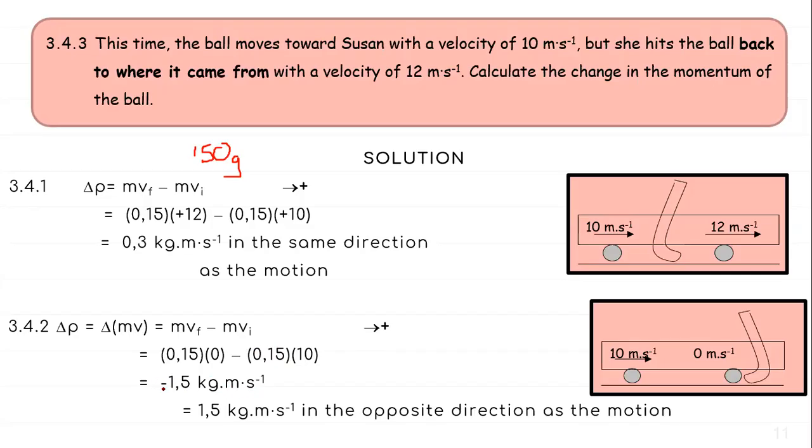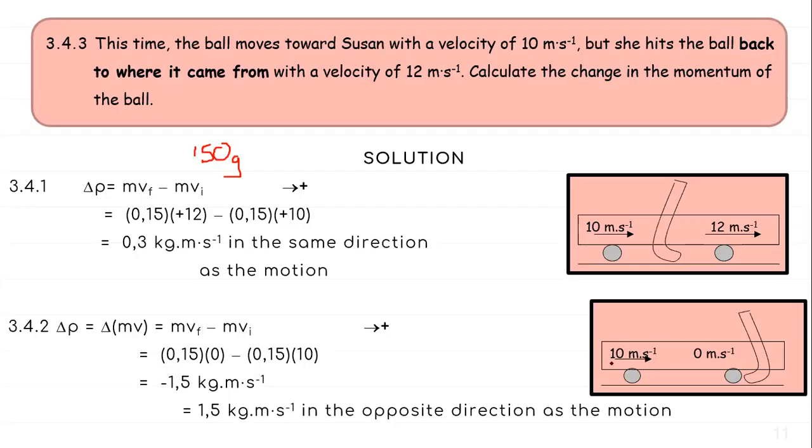Then we know that we have to interpret the negative, we have to give the direction because we were asked for the change in momentum, not the magnitude. So it means we have to give both magnitude and direction. So this will give us 1.5 kilograms dot meter per second, but now the negative means it will be in the opposite direction as the motion.